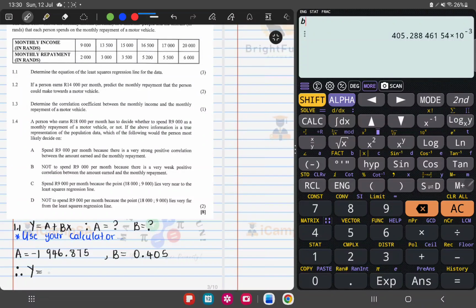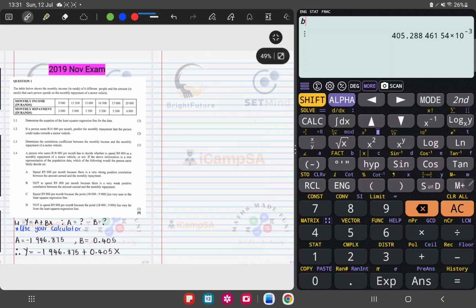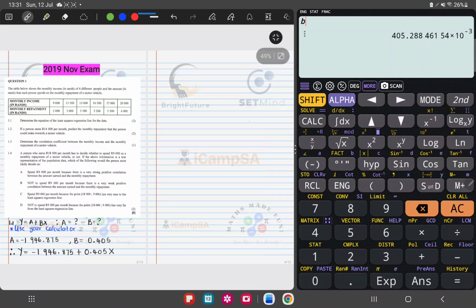Okay, so this means that we can now write our equation. Our equation will simply be y equals negative 1,946.875 plus 0.405 multiplied by x. So that becomes the equation that we're looking for on question number 1.